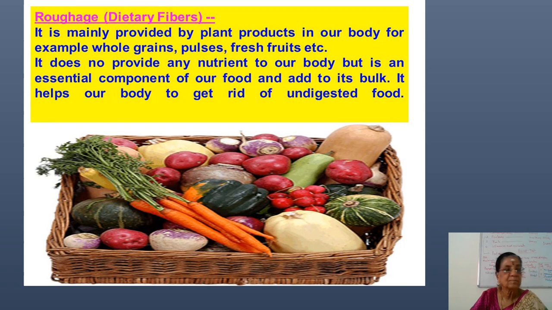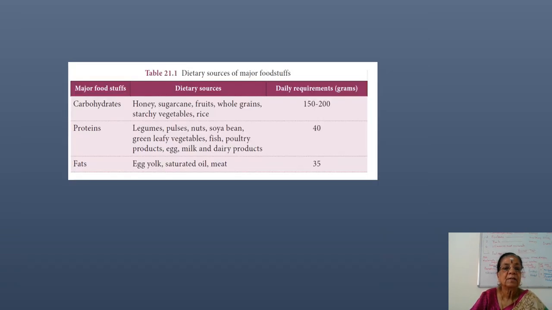Are you listening? The next one is dietary sources of major foodstuff. Carbohydrate sources: honey, sugarcane, fruits, whole grain, starchy vegetables and rice. And it gives a daily requirement of 150 to 200 grams.